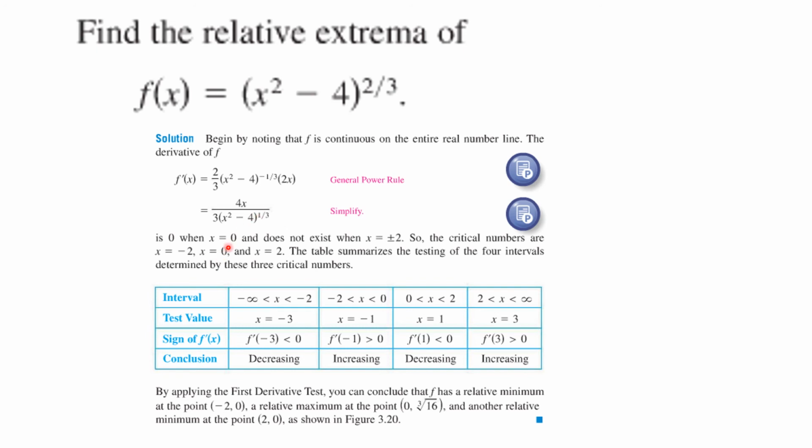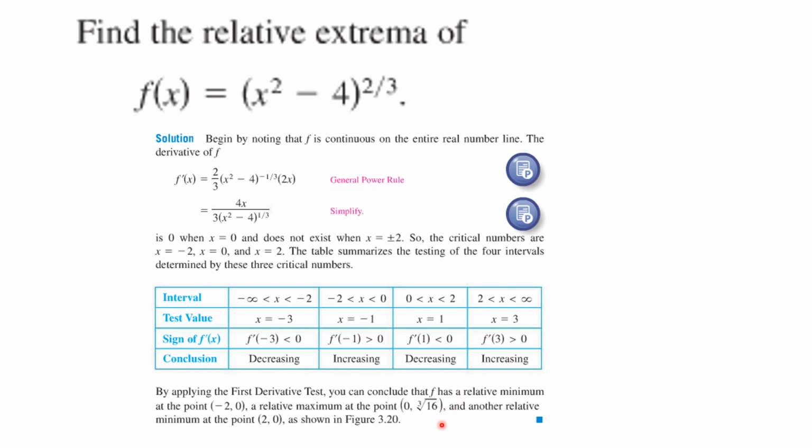Now, this expression is 0 when x is equal to 0, and does not exist when the denominator is equal to 0, or x is equal to plus or minus 2. So the critical numbers are x equals -2, x equals 0, and x equals 2. And so we divide the real number line into intervals, and we take test values from each of those intervals and evaluate the sign of the first derivative in each of those sub-intervals.